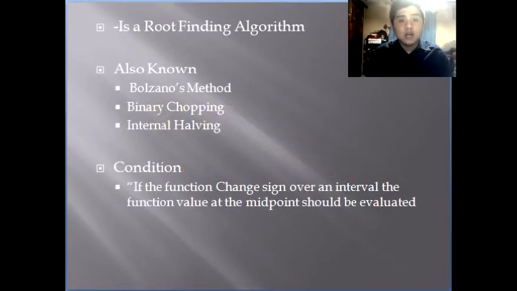Bisection method. The bisection method is a root finding algorithm, also known as Bolzano's method, binary chopping, and interval halving. When using the bisection method, there is a condition. If the function changes sign over an interval, the function value at the midpoint should be evaluated.